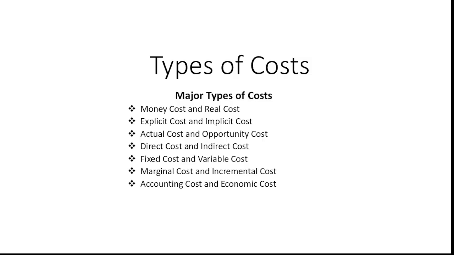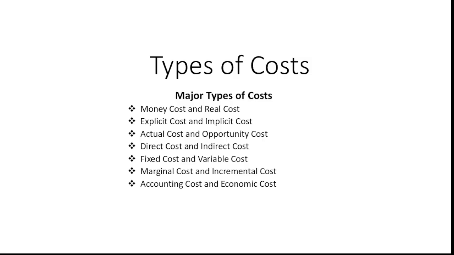Okay, now what is variable cost? It is the cost which directly increases or decreases with the amount of output produced. An example of this is the cost of raw materials. Now, what is marginal cost and incremental cost? Marginal cost refers to the cost incurred on the production of one more additional unit.